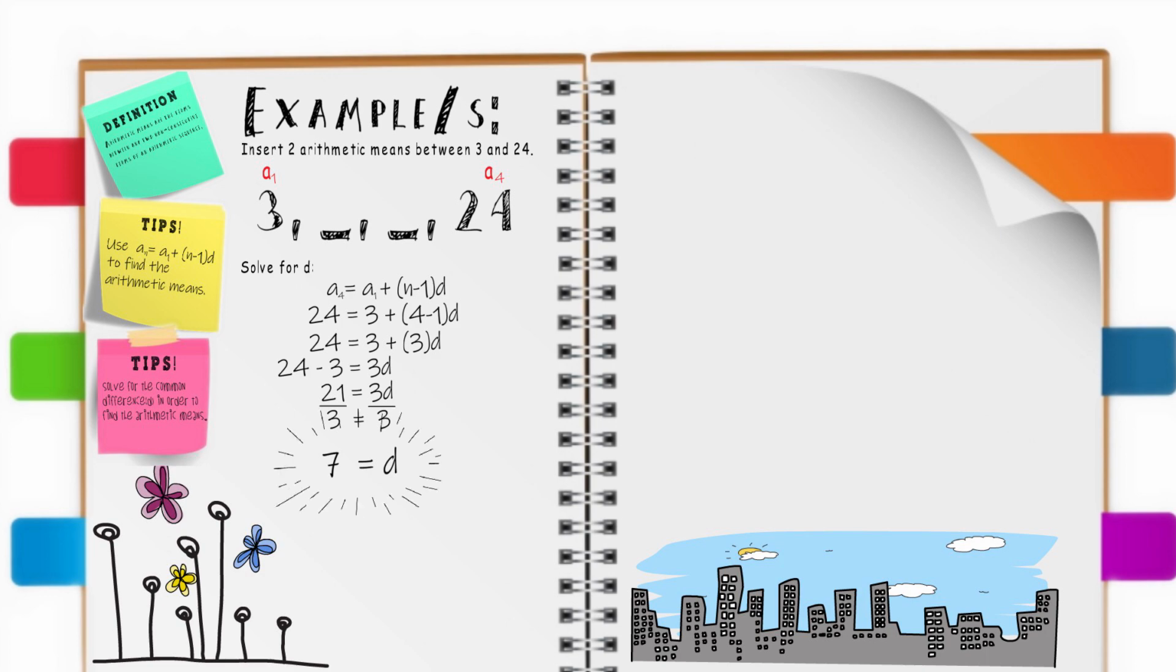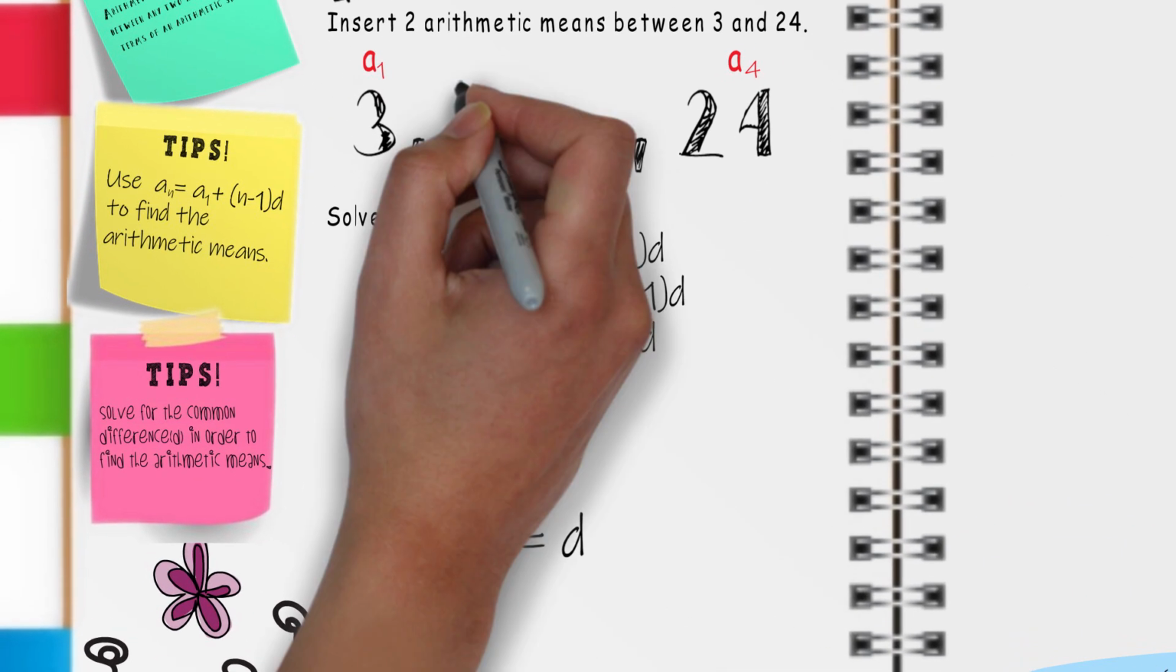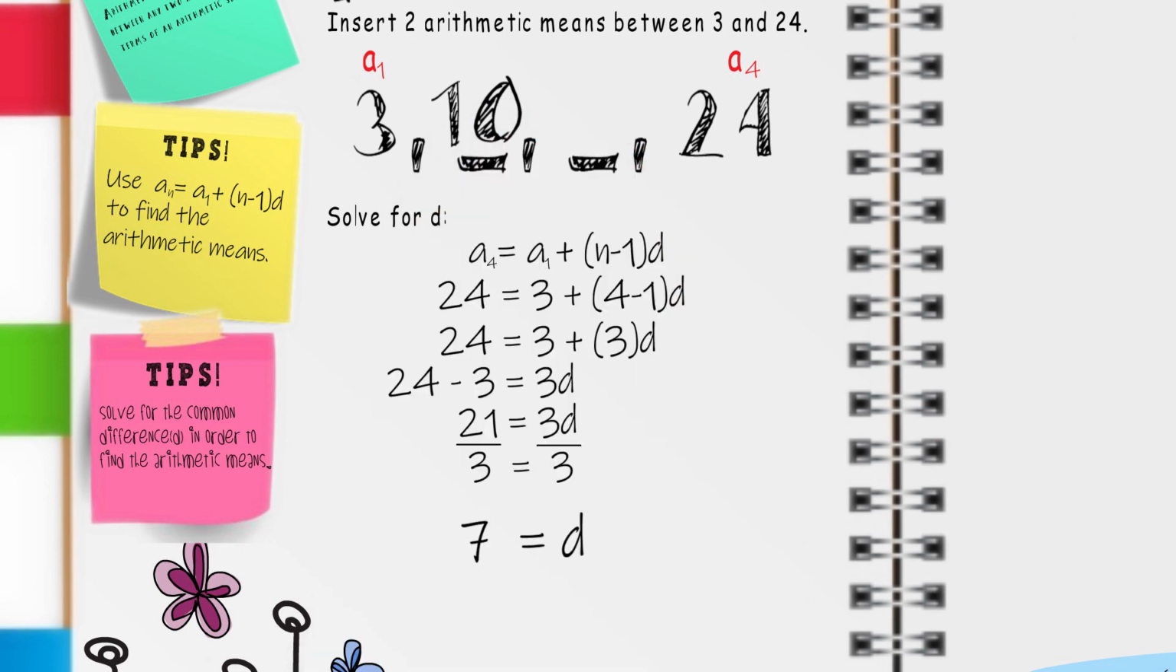And now let's have it. So our first term is 3. So 3 plus 7, that would be equal to 10. And now we have our second term, our first arithmetic mean. And then the next one would be 10 plus 7, and that would be equal to 17.